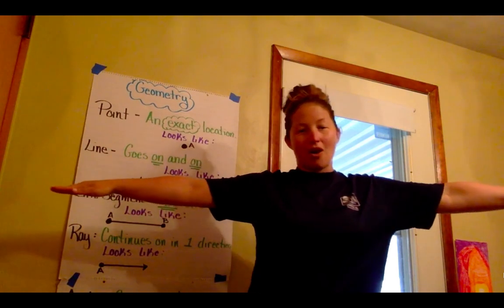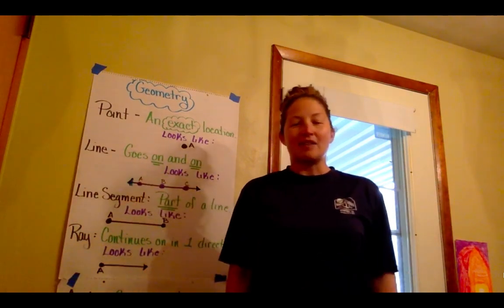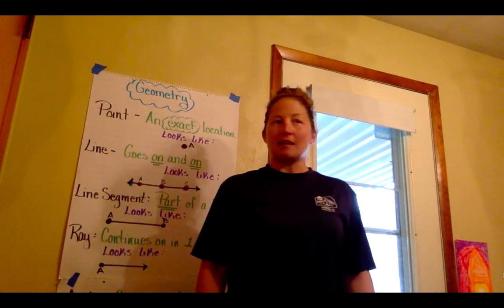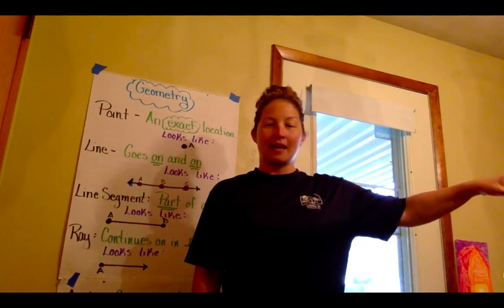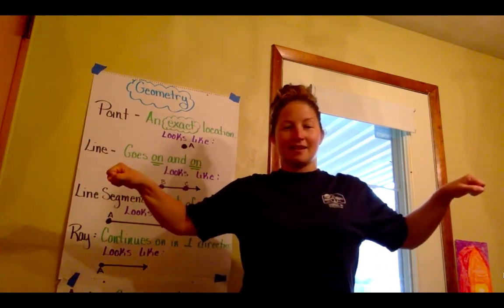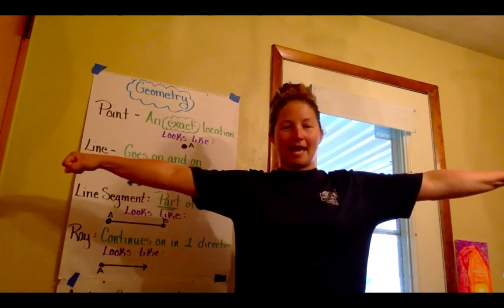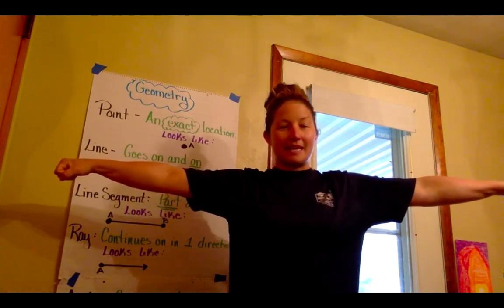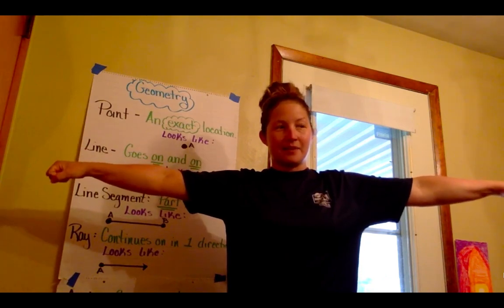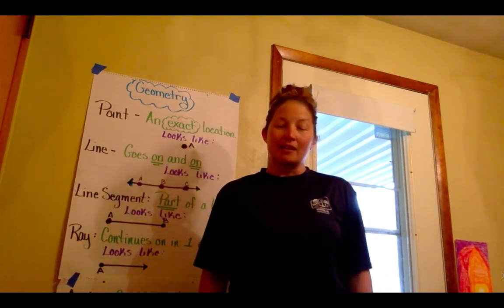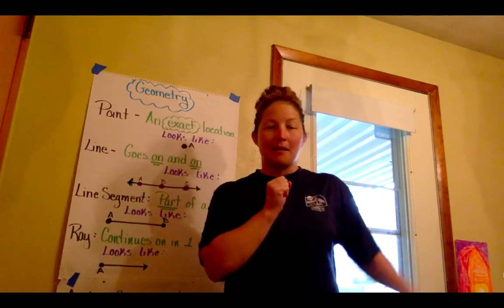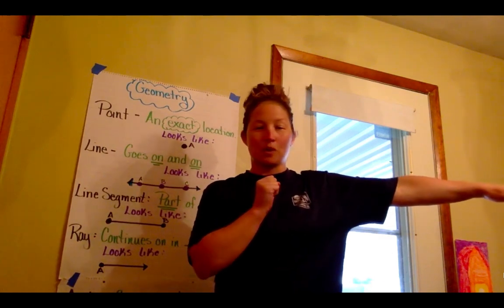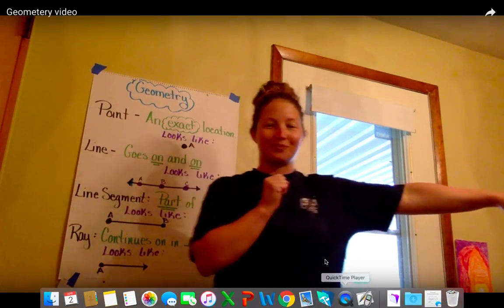It keeps on going. Then I have a line segment. A line segment has a beginning and it has an end. So it looks like a barbell. So I'd put my hands out like this, but two fists. So it has a beginning and it has an end. The next one is a ray. A ray has a beginning, but it keeps on going. So I put my hands straight out.